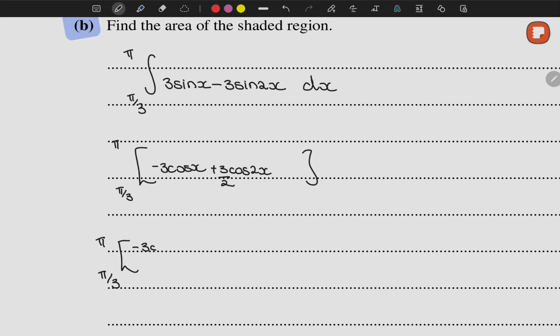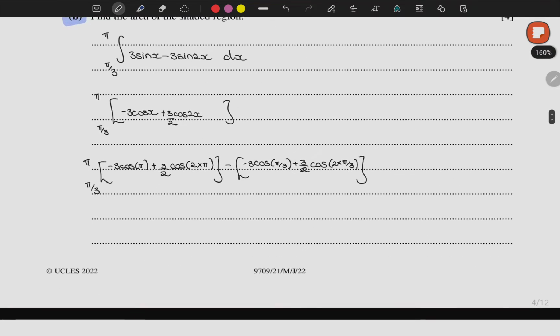Minus 3 cos pi plus 3 over 2 cos 2 times pi, and now let's subtract from that minus 3 cos pi over 3 plus 3 over 2 cos 2 times pi over 3. Let me just fix this up. So all good to go.